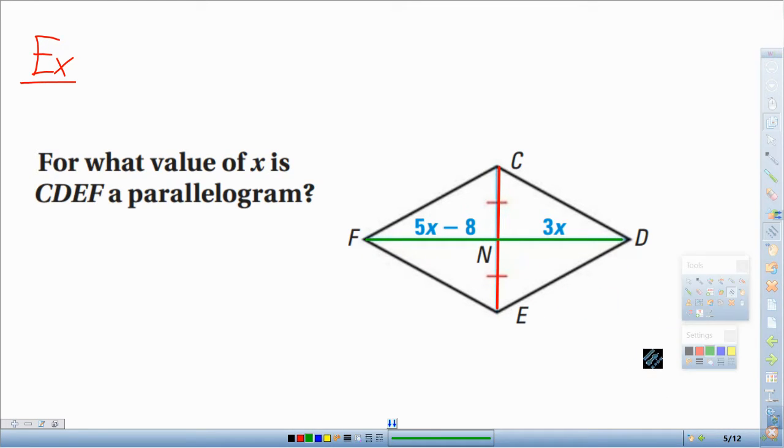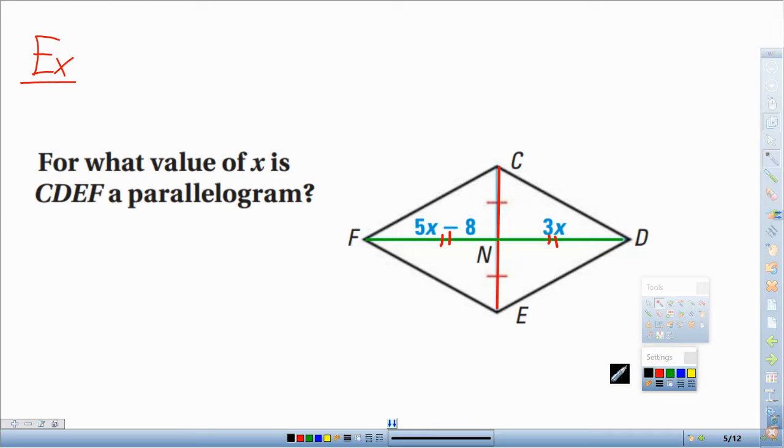Here's what we know about a parallelogram. For this thing to be considered a parallelogram, these diagonals must bisect one another. They must be cut into 2 congruent halves. This one is cut into 2 congruent halves, and that means this one will also need to be cut into congruent halves.